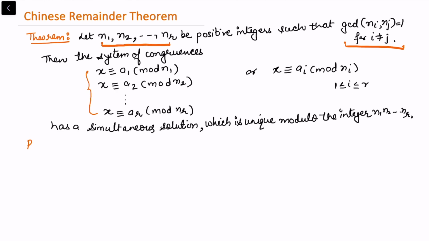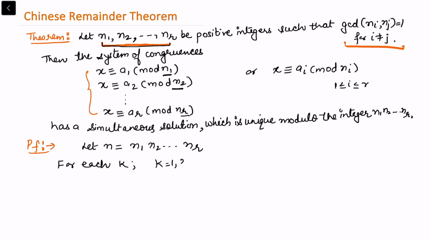So now let us do the proof of this theorem, and for the proof I will follow a construction step. Let me first consider a product which I take as n. N is the product of n1, n2, up till nr. These integers, which I have selected in the starting, which are inside the modulo condition, are relatively prime.